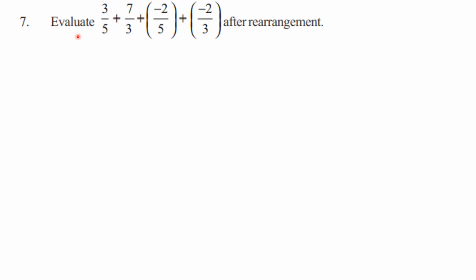Question number 7. Evaluate 3 by 5 plus 7 by 3 plus of minus 2 by 5 plus of minus 2 by 3 after rearrangement. Let us write the solution now here.